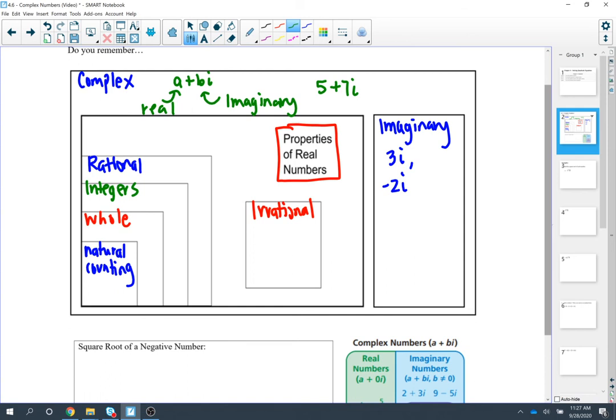But the 5 would be a real number, the 7i would be an imaginary number. So imaginary, purely imaginary, gets its own little box over here. But then when we take the two and put them together, we have complex.